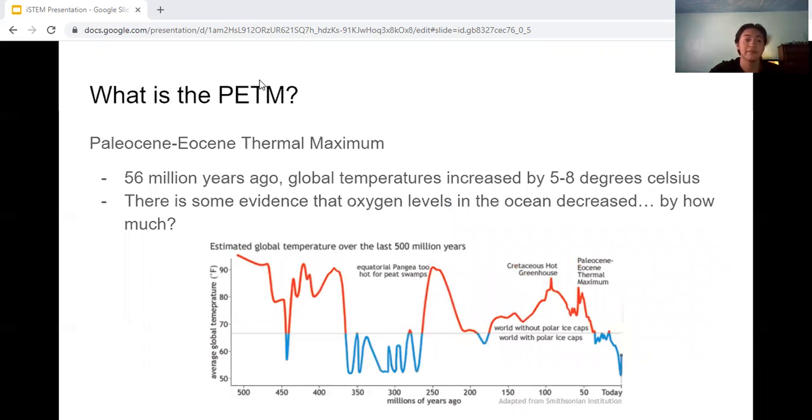What is the PETM? It's the Paleocene-Eocene thermal maximum. 56 million years ago, global temperatures increased by 5 to 8 degrees Celsius. There is some evidence that oxygen levels in the ocean decreased, but by how much? Here we see that there is a steep increase in recent global temperatures. We also see a similar increase here, which is when the PETM happened.